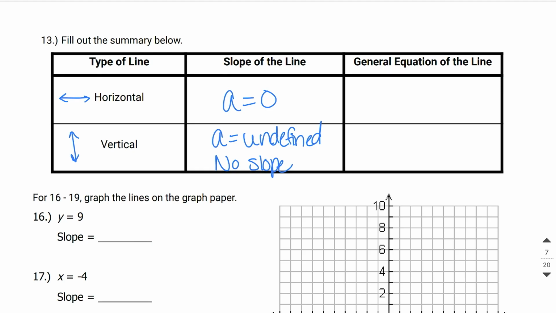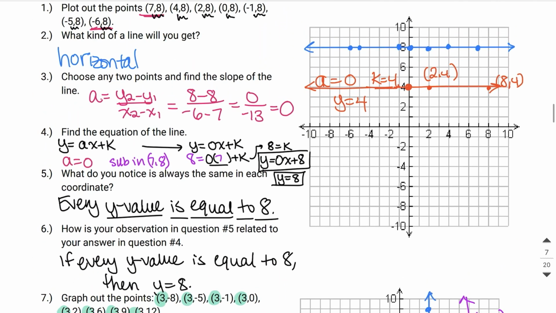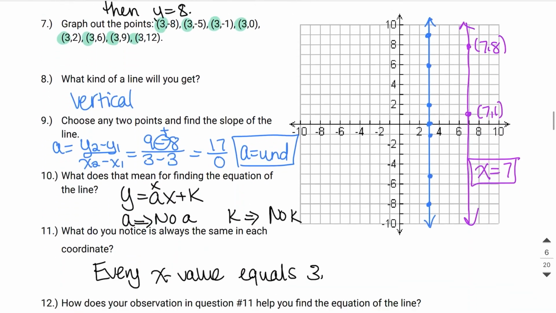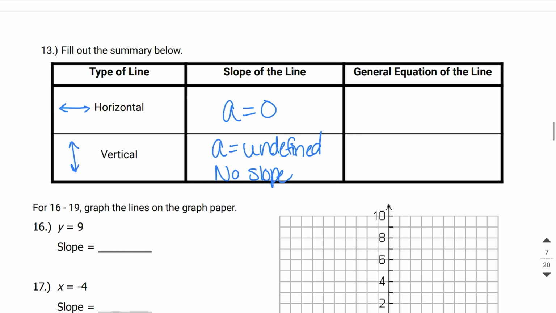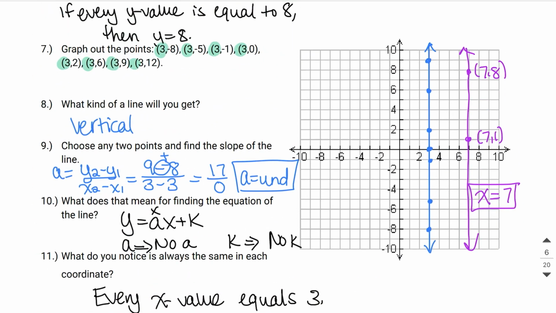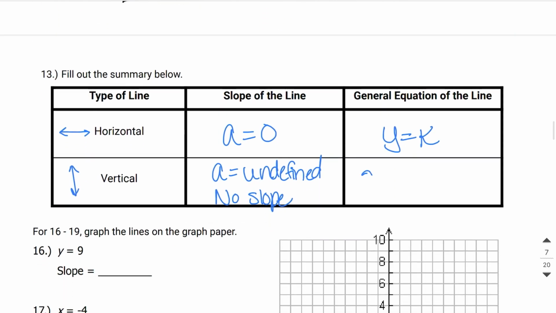And then for the general equation of the line, remember with a horizontal line, it was always y equals some number. And that number always happens to be the y-intercept because it crosses through the y-axis at that number. So the general equation is always going to be y equals whatever the y-intercept is. And then the general equation of a vertical line is always going to be x equals, and this time it's not going to be the y-intercept because there is no y-intercept. It would always be x equals the x-intercept right here. So we'll say x equals r, where r is the x-intercept.